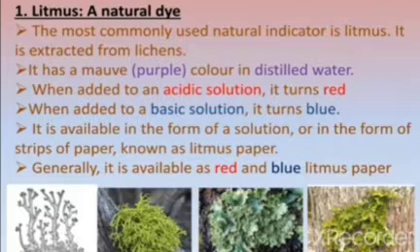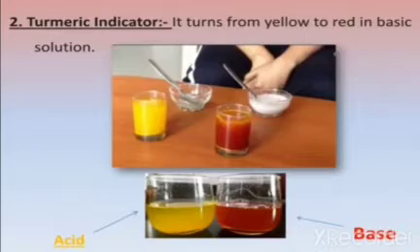Litmus is available in the form of blue litmus paper and red litmus paper. Basically, it is of mauve color in distilled water, and after that it can be changed into two colors, that is two solutions, a red solution and a blue solution. Or it can be made in the form of strips, that is litmus paper, generally available as red and blue litmus paper.